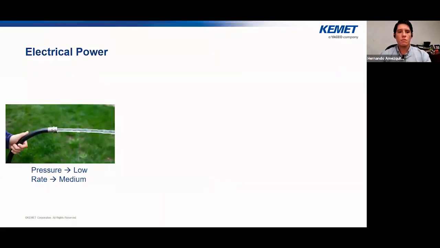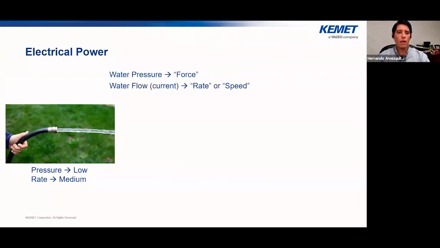Let's start with this review using this water analogy that you probably already know. In this analogy, the water pressure could be considered as the force, the water flow as the rate or the speed, and then the power could be considered just as the water pressure times the flow rate.